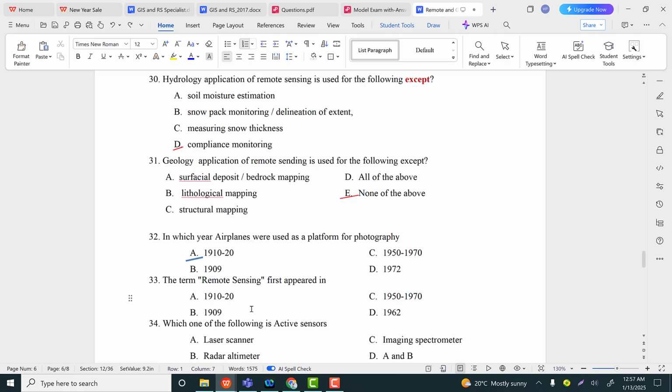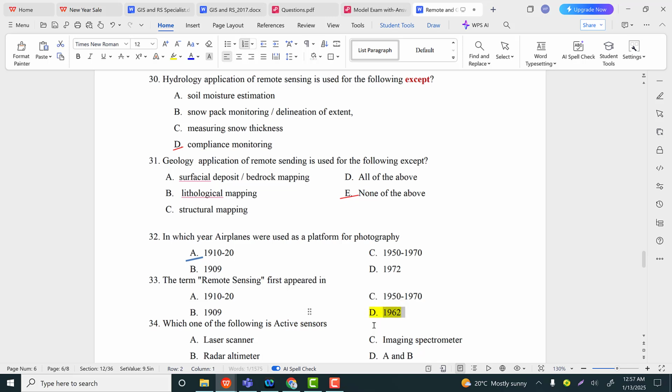Okay, question number 33. The term remote sensing first appeared in A. 1910 to 1920, B. 1909, C. 1950 to 1970, D. 1962. The answer is D.